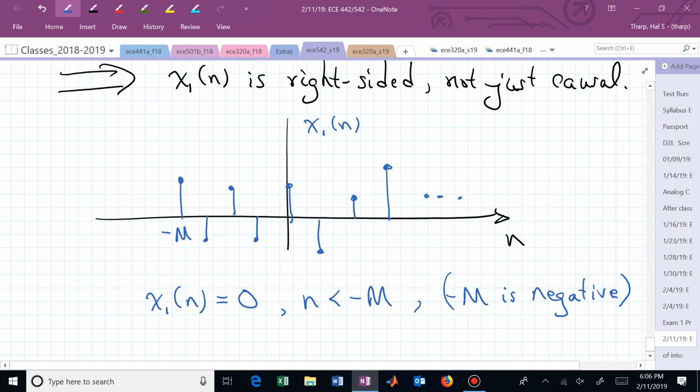Minus m might be minus 10. That's all I'm saying. Minus m might be minus 1. That gives us a right-sided sequence. All the sequence is to the right of where it begins. That's what I'm referring to as a right-sided sequence. A causal sequence is right-sided, but a right-sided sequence is more general than a causal sequence. That's what I'm trying to communicate with modified or variation pattern number 1.